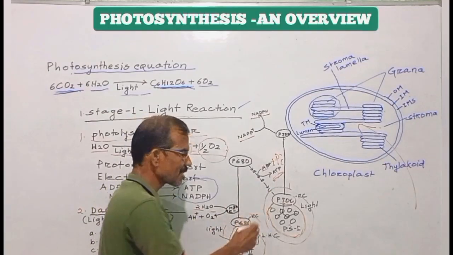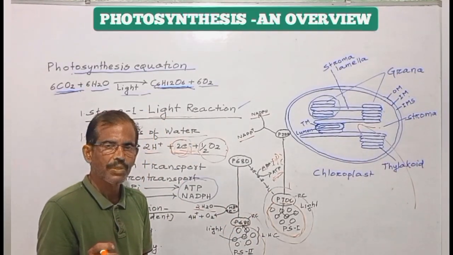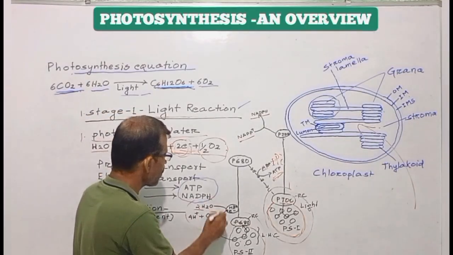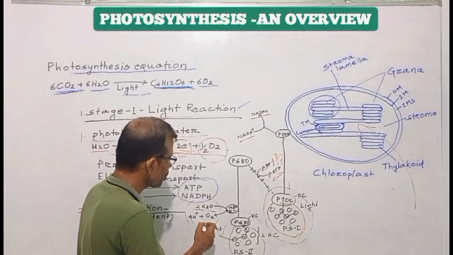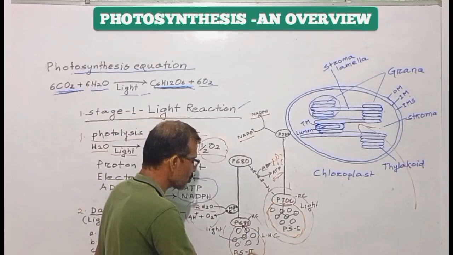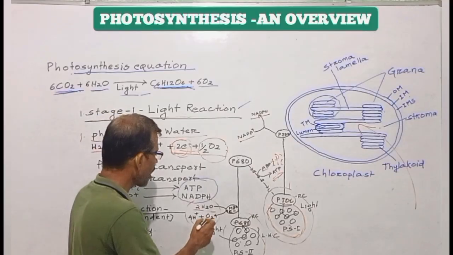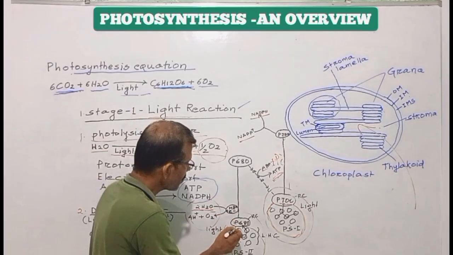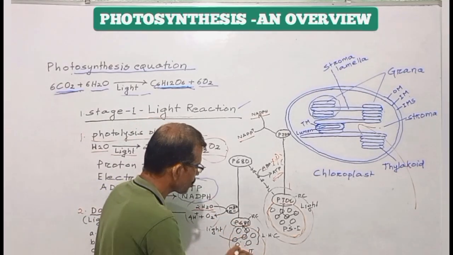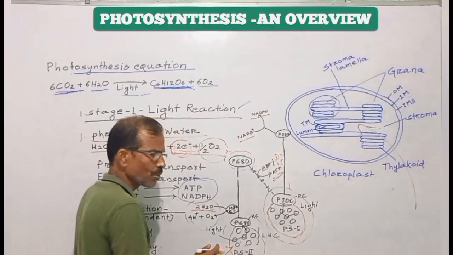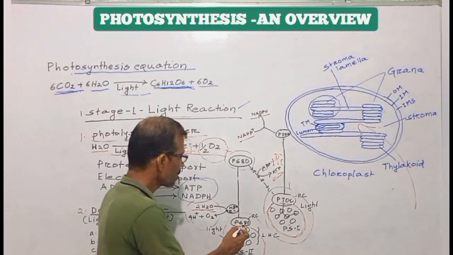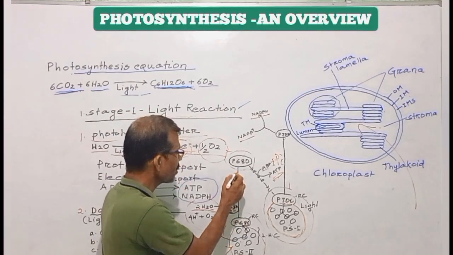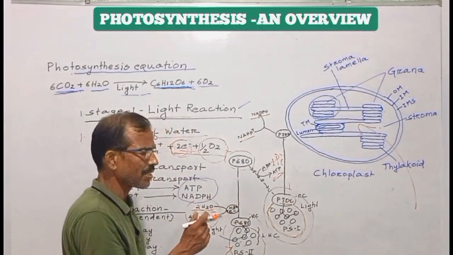For this electron transport, there must be a continuous supply of electrons. The electrons come from the photolysis of water. So photolysis of water, which is a function of photosystem 2, splits water to yield electron, proton and oxygen. The electrons are then accepted by photosystem 2. When photosystem 2 absorbs light energy, its reaction center is excited. As a result, one of its electrons is boosted to a higher energy state.